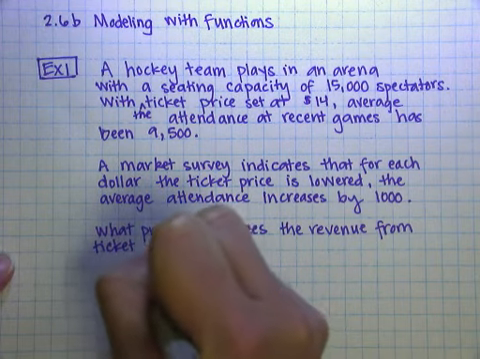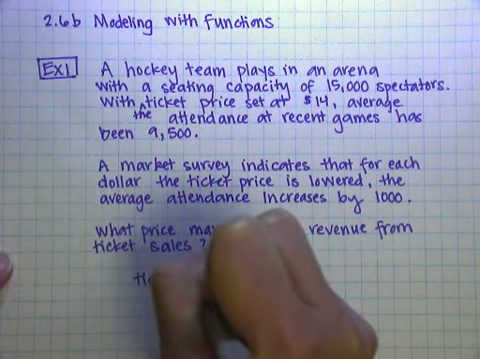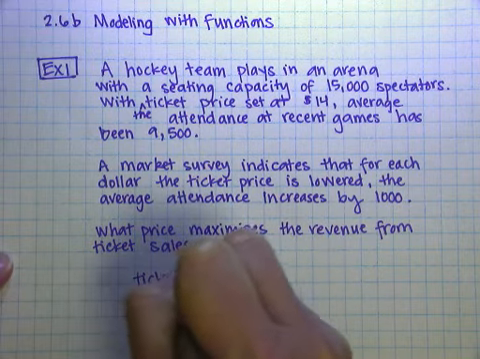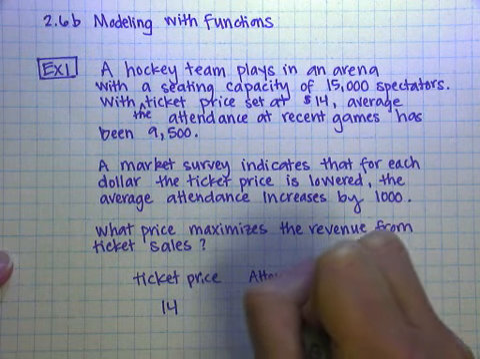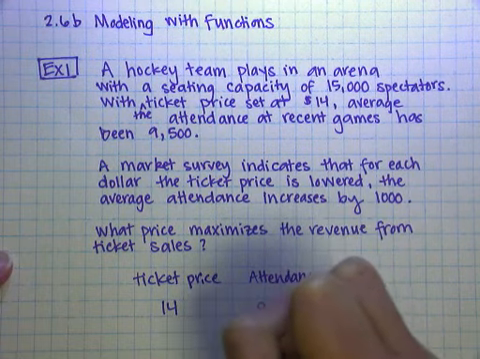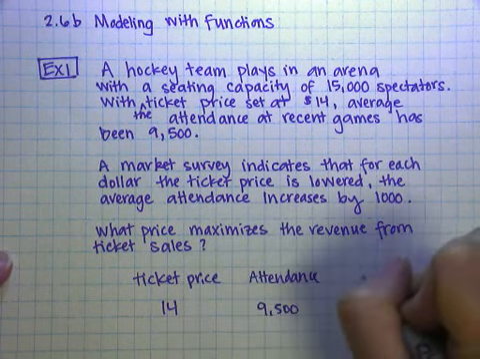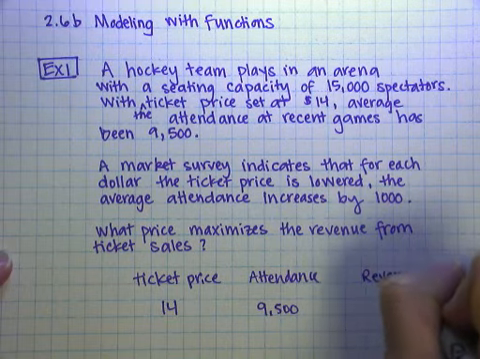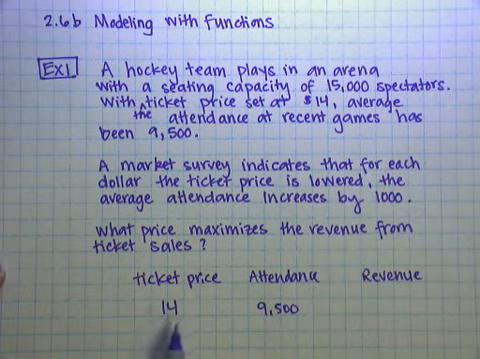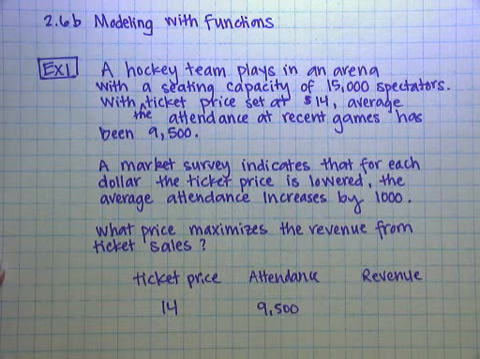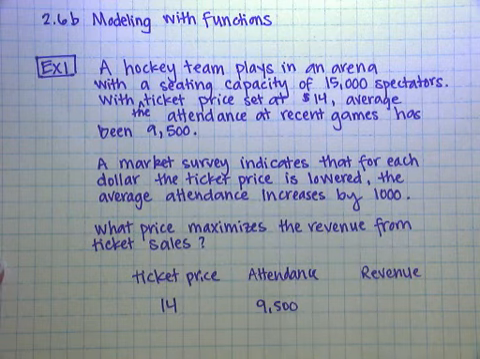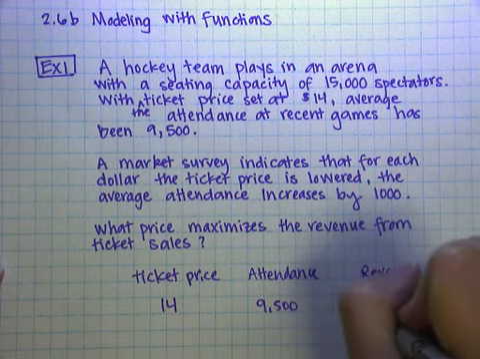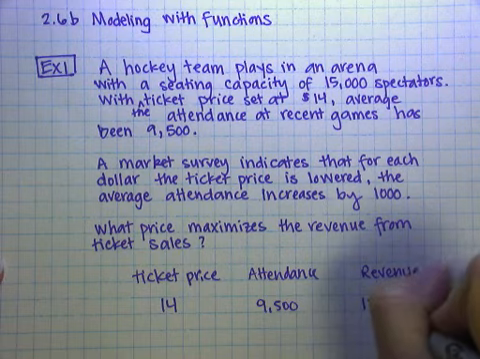To begin with, let's just think about what happens in the beginning of the problem. We've got our ticket price set at $14. We've got the attendance at 9,500. And we've got our revenue. To figure out the revenue, I'm going to multiply the ticket price times the number of people that show up. So 14 times 9,500 gives me a revenue of $133,000. Not bad, not shabby for a hockey arena.